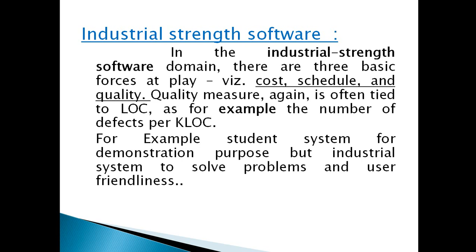What is industrial instance software? The industrial instance software is about maintaining quality, reliability and robustness. Look at the screen, which makes it clear. In the industrial instance software domain, there are three basic forces: cost, schedule and quality. The quality measure is often tied to LOC, for example the number of defects per KLOC. For example, a student system is for demonstration purposes, but the industrial system is to solve problems and be user friendly.